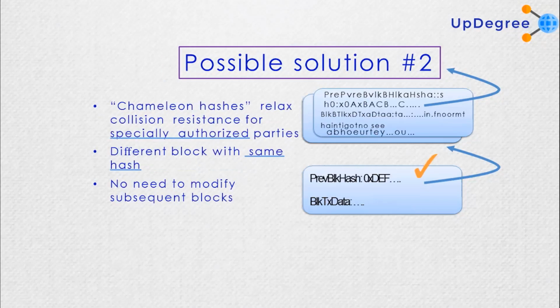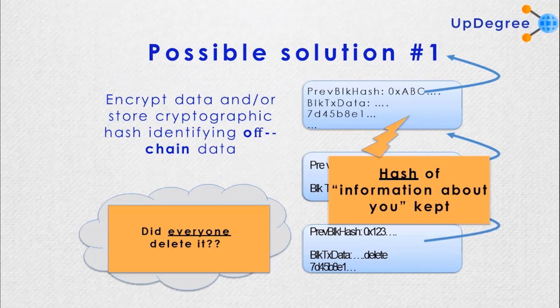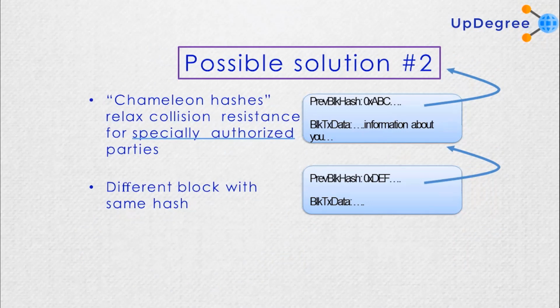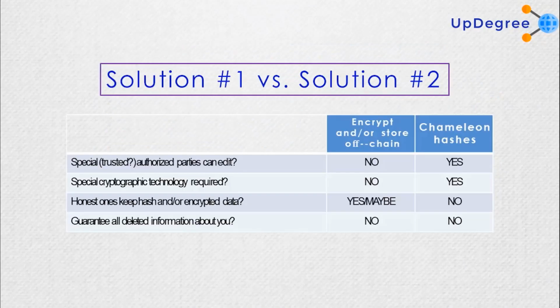What happens is when you move from one hash to another hash, you can't modify subsequent blocks. So basically it's about your data, but if something happens, nobody can actually modify the subsequent blocks. Basically we are doing a comparison between two solutions, encrypt and chameleon hashes. Here you are seeing an encrypt form where the hash is kept about it, and in the second solution we are talking of chameleon hashes, where we are trying to give specialized authorized parties the chance to have the data. If you do a comparison, chameleon hashes has much better characteristics.